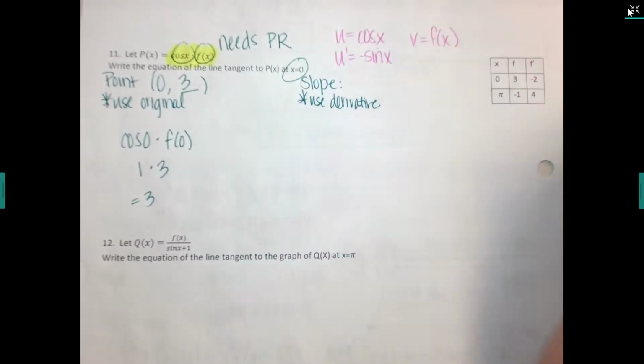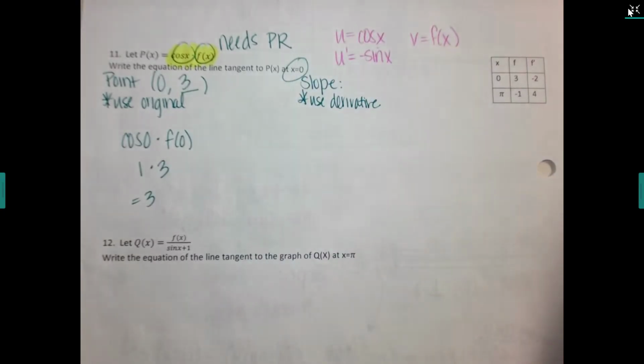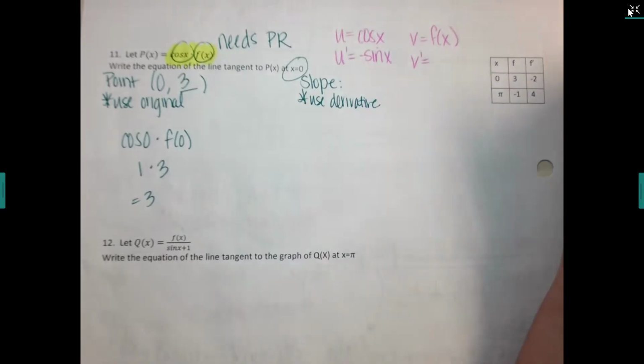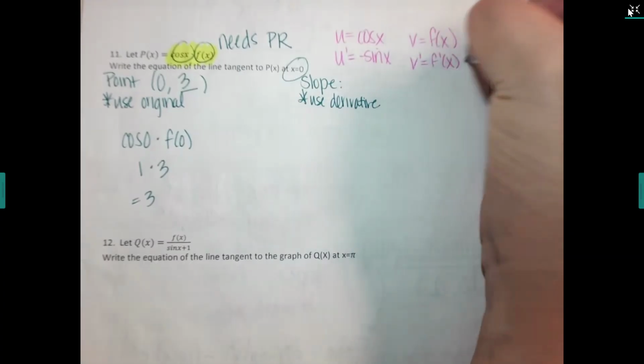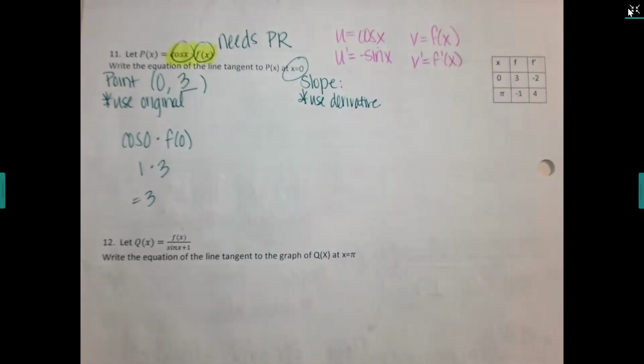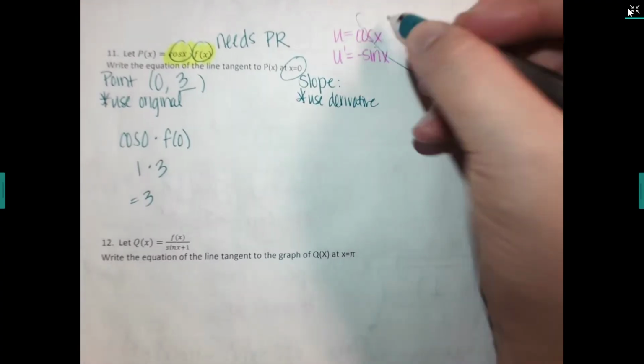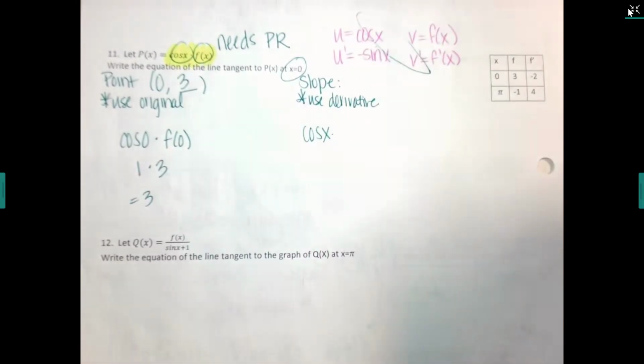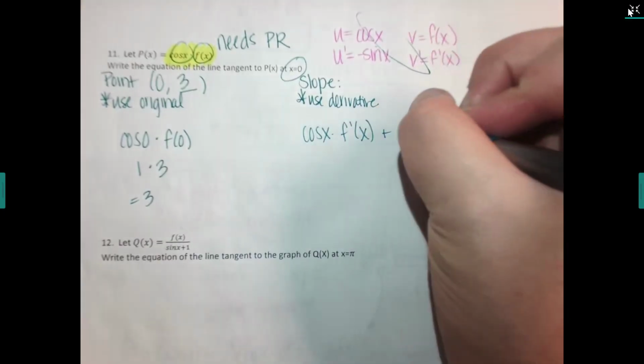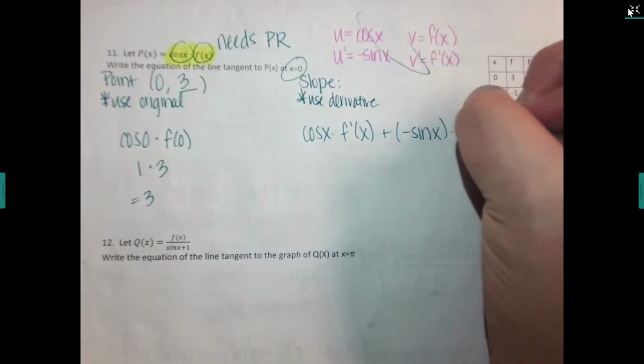What is u prime? Negative sine x, thank you. What is the derivative of f going to be called? F prime, very good. Notice that if you have a regular f and you take the derivative, it's going to bump it to f prime. And then you're still doing diagonal plus diagonal. So for my derivative, we'll do cosine x f prime of x plus negative sine x times f of x.